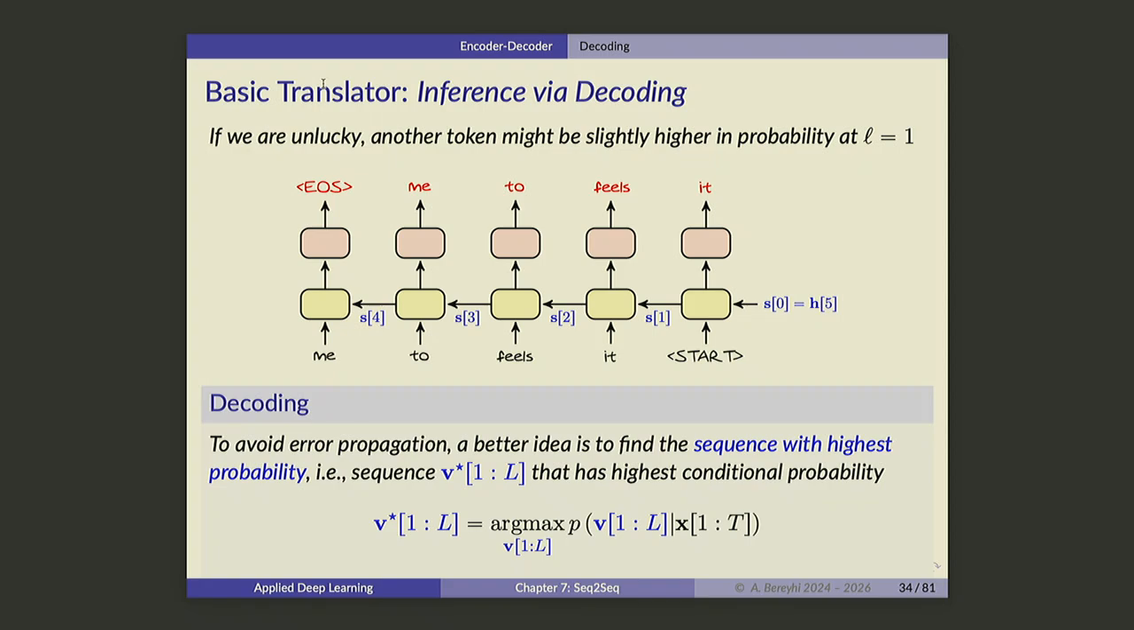So it means that I just take the whole complete sequence at the output, and then I think about the sequence which overall has the highest likelihood. Make sense? Questions?